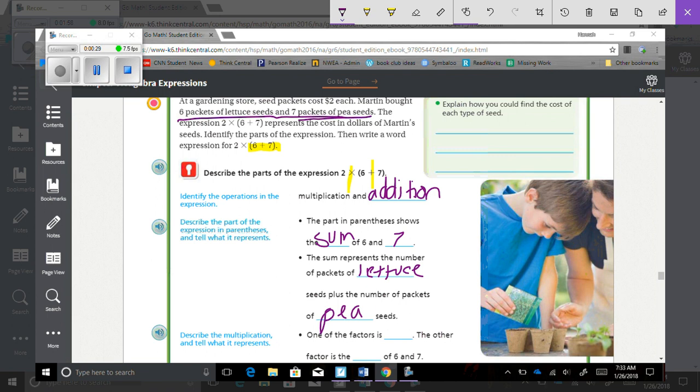One of the factors is 2, because we have 2 times. The other factor is the sum of 6 and 7. Because if we were to solve this problem, we would take 2 times and we would add 6 plus 7. Okay, so we take 6 plus 7, which is 13. So we would be multiplying 2 times 13, which is what we're talking about with factors. Factors are the numbers that we multiply.